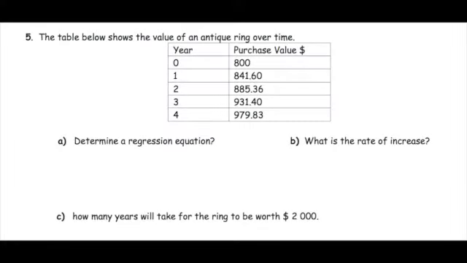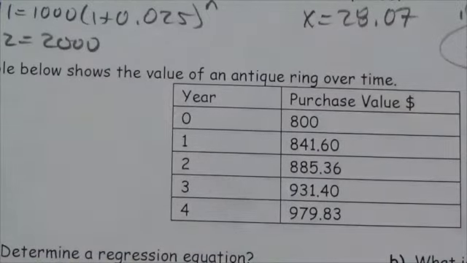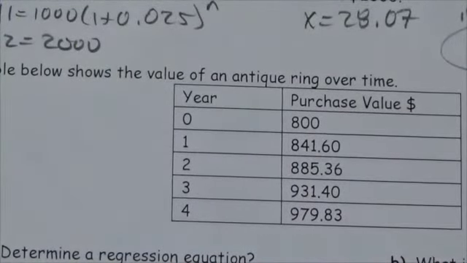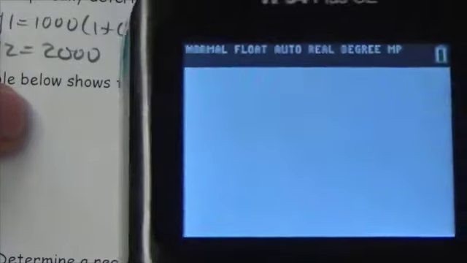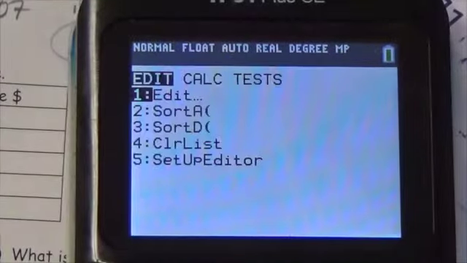The table below shows the value of an antique ring over time. Determine a regression equation, find the rate of increase, and then determine how many years it will take for the ring to be worth $2,000. All right, here's an interesting question because we have to do a regression here first. So here we go. First of all, determine the regression equation. Well, what we got to do here is first of all put the data into the calculator.